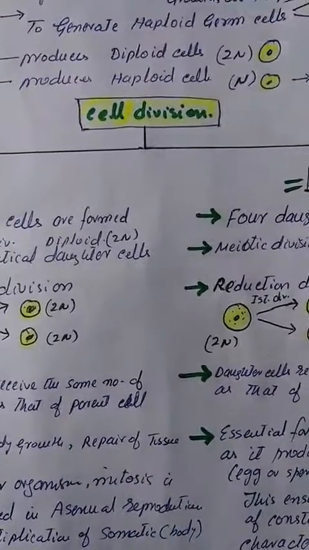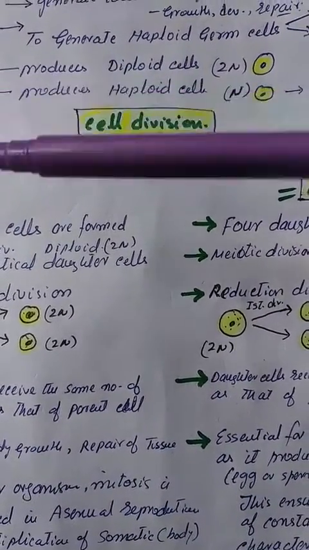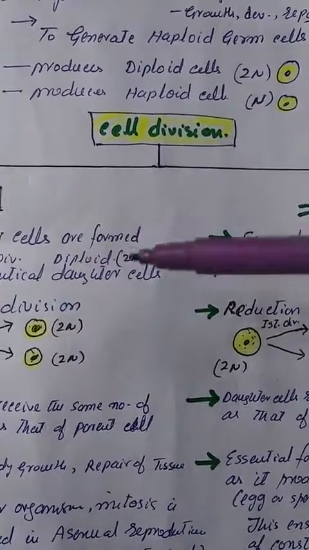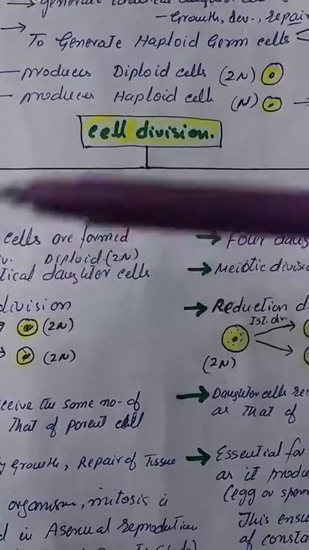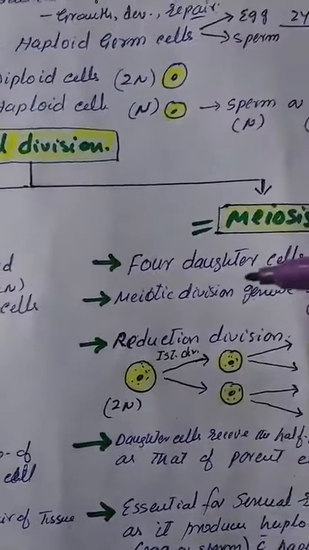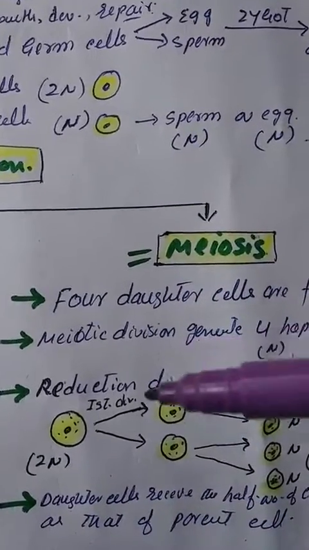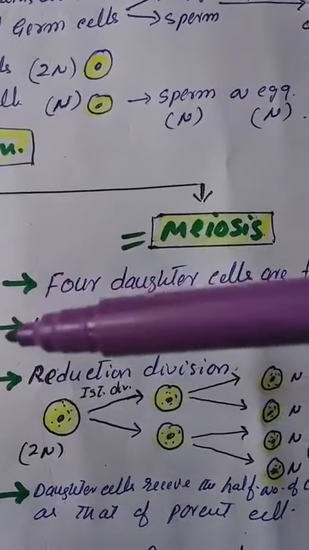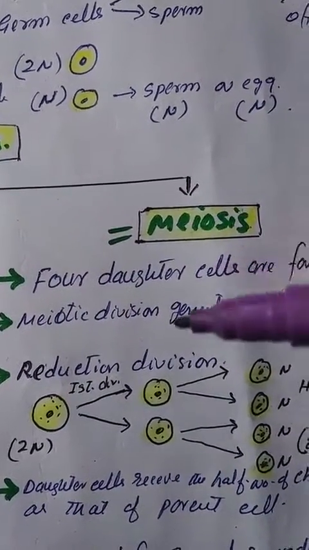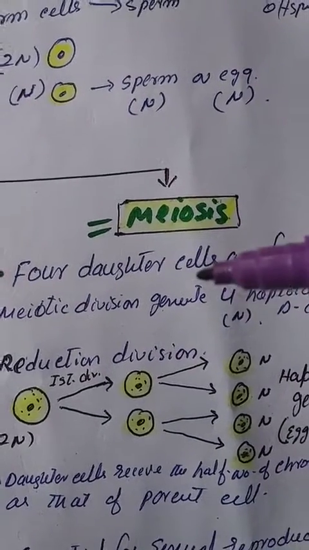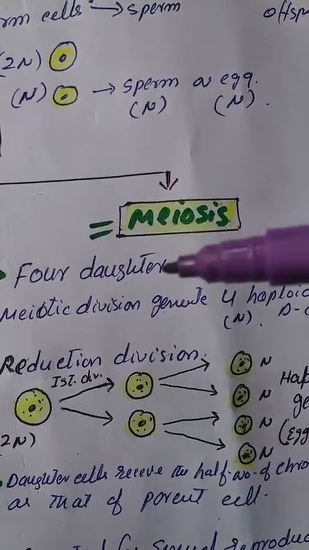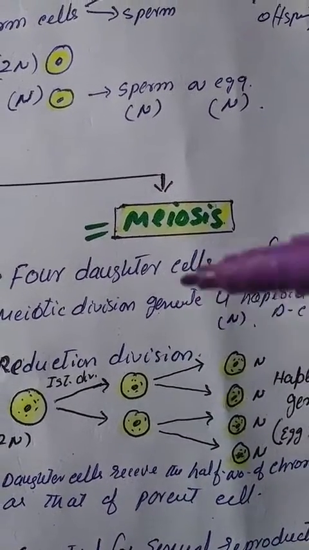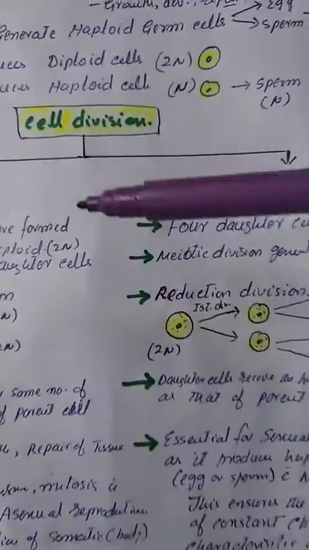Mitosis generates identical daughter cells, as already said, which are diploid as that of the parent cell, whereas each meiotic division generates four haploid cells from a single mother cell, and those four haploid daughter cells have only half the number of chromosomes, represented by n, taking n as the number of chromosomes.